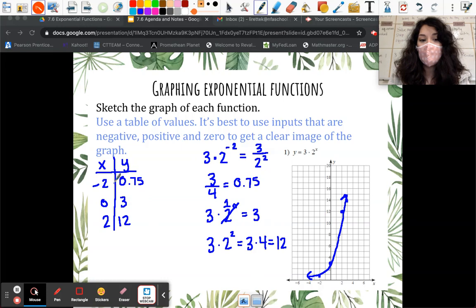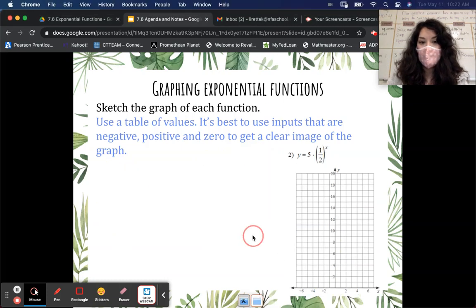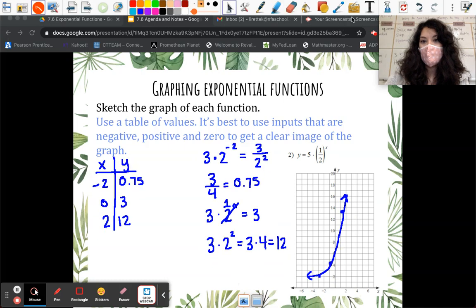So I even encourage you to do more points than just three. Maybe do two negatives, two positives, and zero. And the more points you have, the easier it's going to see how to connect them. Let's take a look at another example here.